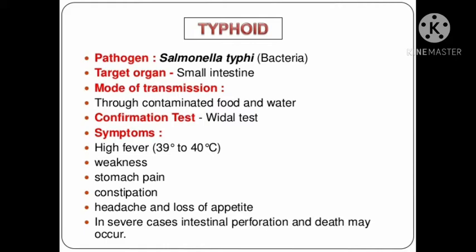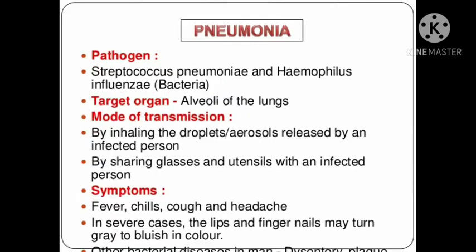Let us now move on to the next bacterial disease, that is pneumonia. Pneumonia is once again caused by bacteria. The two pathogens are Streptococcus pneumoniae and Haemophilus influenzae. They target the alveoli of the lungs. So in this case, the lungs are affected, the alveoli are affected. The mode of transmission: it is an airborne disease.